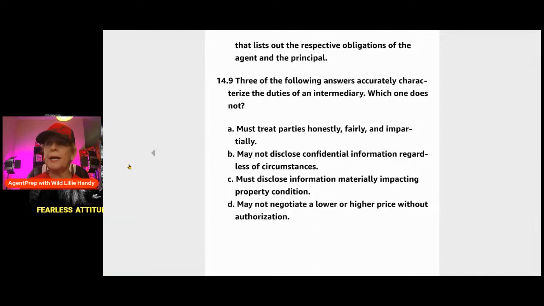All right, number 9. Three of the following answers accurately characterize the duties of an intermediary. Which one does not? A, must treat parties honestly, fairly, and impartially. B, must not disclose confidential information regardless of circumstances. C, must disclose information materially impacting property condition. Or D, may not negotiate a lower or higher price without authorization.